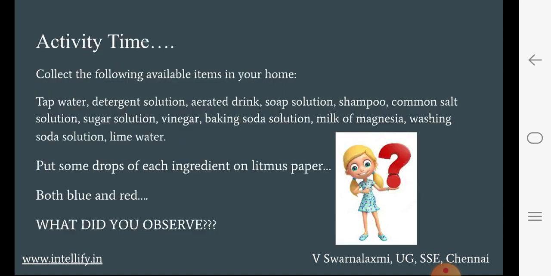Now it's the hashtag activity time. What you have to do, you have to collect some of the materials from your home. These are tap water, detergent solution, aerated drinks. Aerated drinks means Coca-Cola, Sprite, in which there is concentration of carbon dioxide of sort.